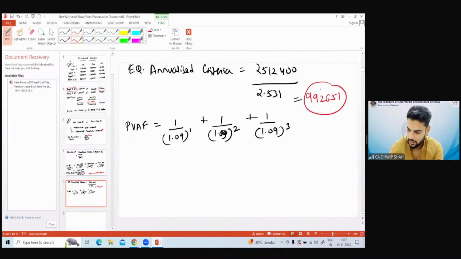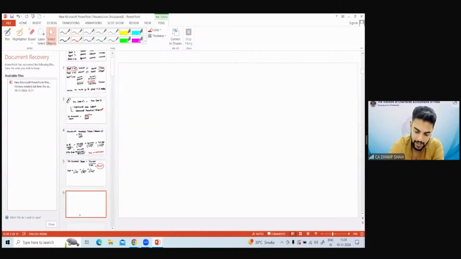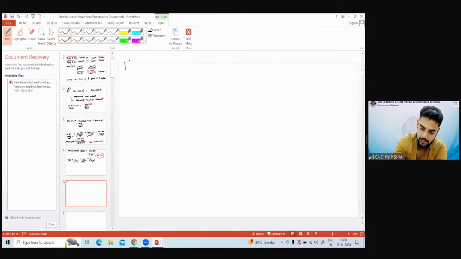992,651. So this is my present value of cash outflow in equivalent annualized criteria terms. It is 992,651. Likewise, we will solve for equivalent annualized criteria for machine Y.